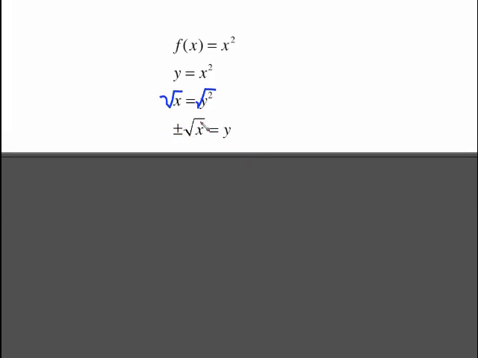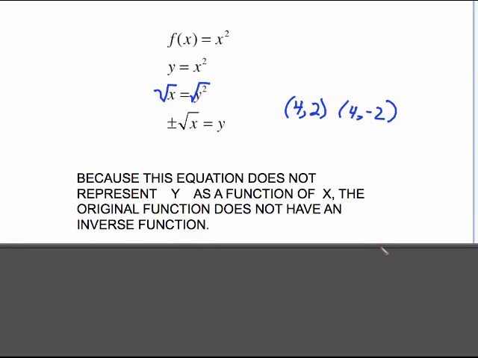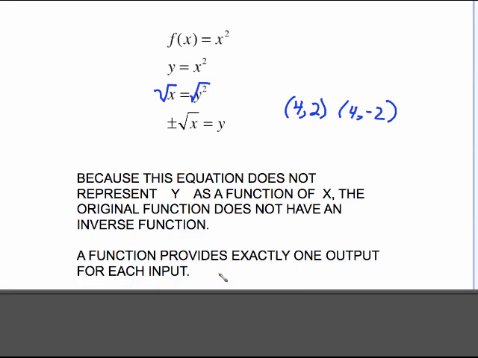No, because if I put, let's say, 4 in here for x, if x is 4, this says plus or minus of that. That means 4 goes with 2, and 4 also goes with negative 2, which means this is not a function. Because this equation does not represent y as a function of x, the original function, which was this, does not have an inverse function, and therefore we don't use our function notation because it's not a function. And what you have to think about is the function has to provide exactly one output for each input. Like I showed you up here, the input of 4 gave me an output of 2, or it could have given me an output of negative 2, and that's why this is not a function.